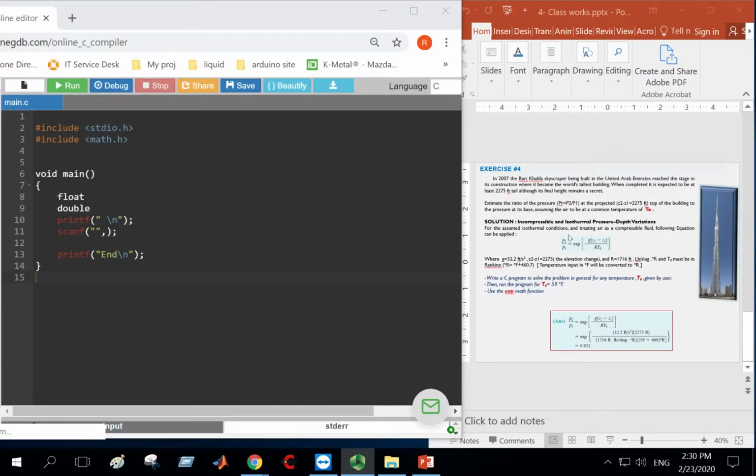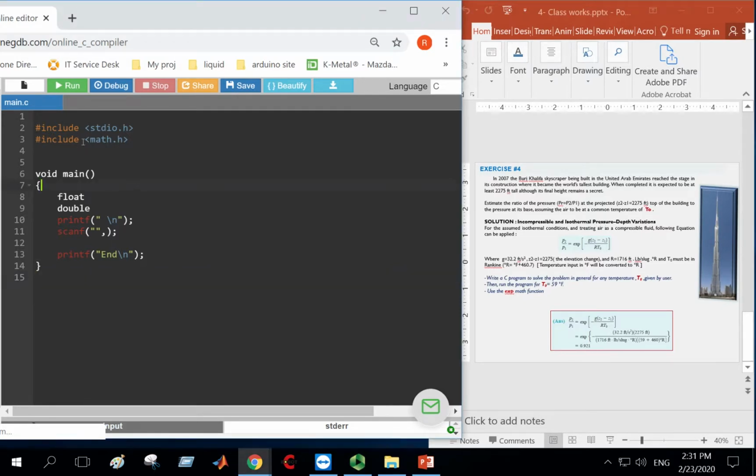So in this example, we have to write a C program to solve the problem in general for any temperature T0 given by the user. The value of R is known, the value of G is known, the difference in height Z2 minus Z1 is given, and then we have to calculate the pressure ratio. As you see, the difference in the height equals 2,275 feet.